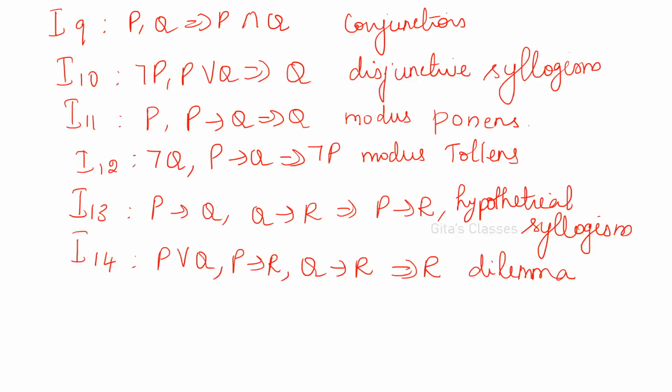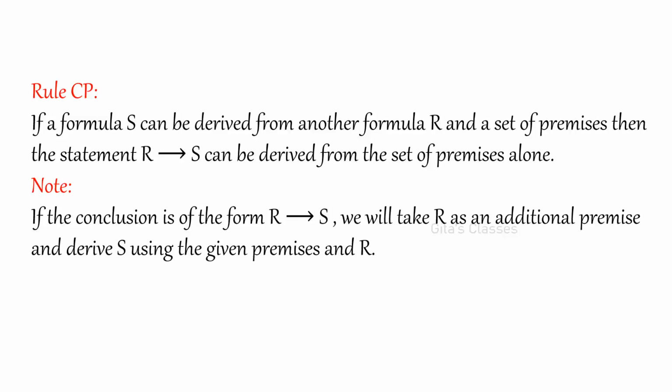And we have seen the direct method and the truth table method to find out whether the conclusion follows from the given set of premises or not. The next method is rule CP. If a formula S can be derived from another formula R and a set of premises H1, H2, etc., Hn, then the statement R conditional S can be derived from the set of premises. That means this notion we are going to use. Where will you use this?